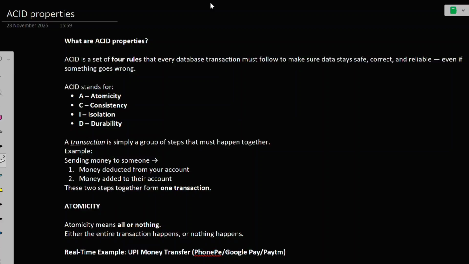Welcome back to Glancet. Today I am going to discuss a very important concept, that is ACID properties in the subject of database management system. In this video I am going to discuss what ACID properties are, then we'll discuss each one of the properties with a real time example. Now let's get started.